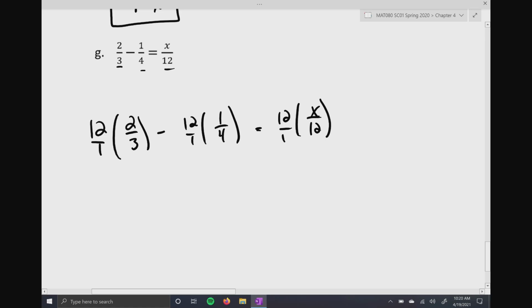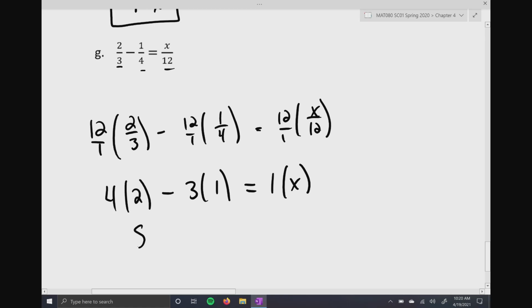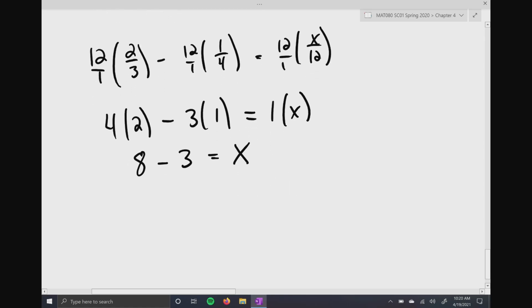So the whole reason why you pick 12 is so you can do this move right here. What is 12 divided by 3? Somebody. 12 divided by 3 is? 4. Next one. 12 divided by 4 is 3. And then the last fraction. 12 divided by 12 is 1 times x. So now all you do is simplify. 4 times 2 is 8. 3 times 1 is 3. 1 times x is x. And 8 minus 3 is 5.